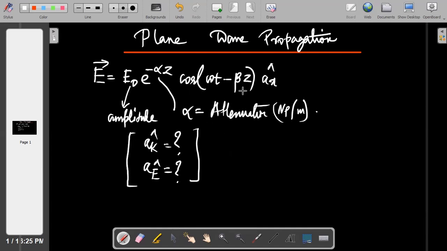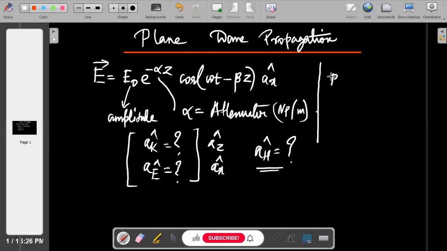What I told, if minus z is there, then your a_k will be plus a_z, correct? Your a_E is anyhow a_x cap. Now what will be your a_H cap? That also I told. Can anyone tell me what will be the magnetic field direction? Okay, this is very simple. Anyone tell me what I told, how to do it? Then I will do.